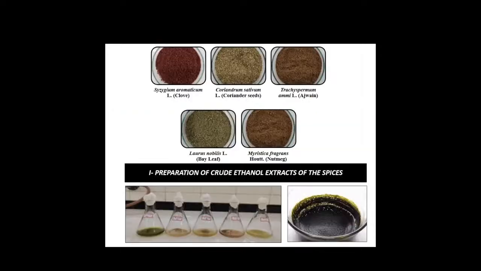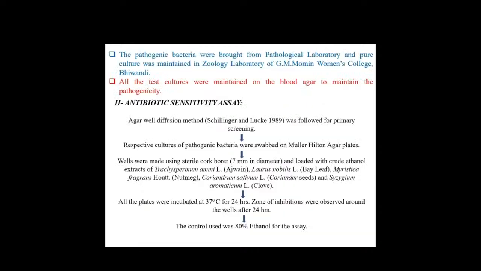The pathogenic bacteria were brought from the pathological laboratory, and pure culture was maintained in the zoology laboratory of GM Women's College, Bhiwandi. All the test cultures were maintained on blood agar to maintain the pathogenicity. To test the antibiotic sensitivity, the agar well diffusion method was followed for primary screening. Respective cultures of pathogenic bacteria were swept on Mueller-Hinton agar plates.